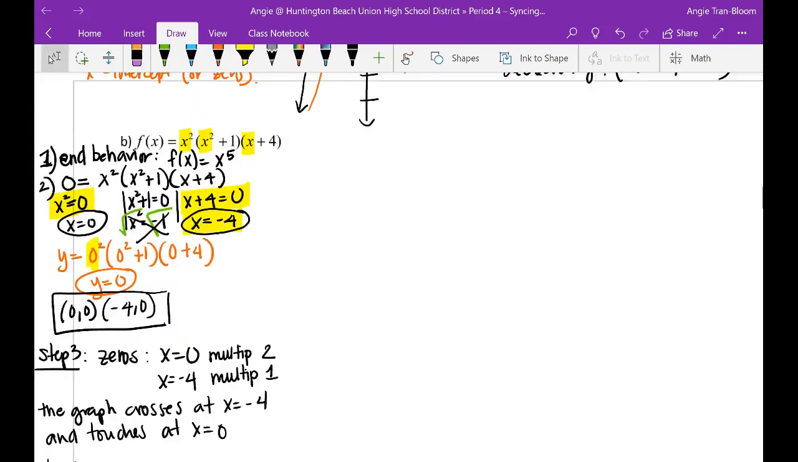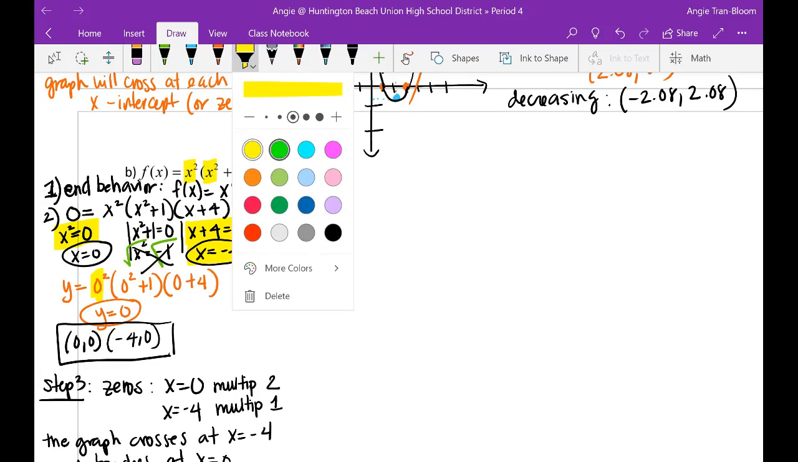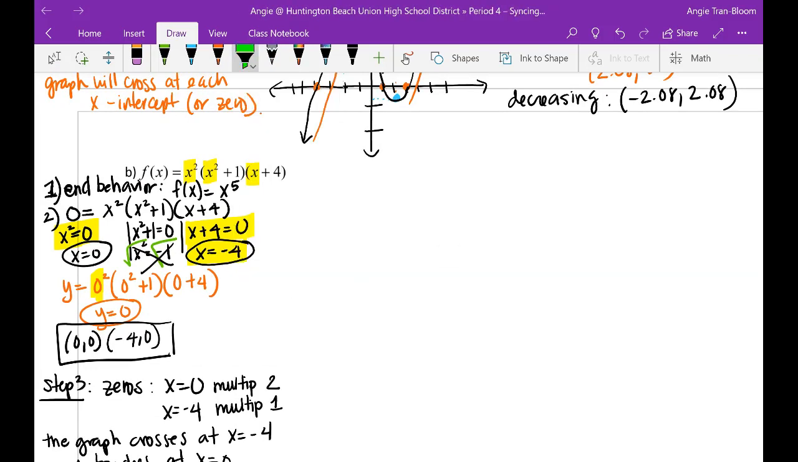Okay, where do I plug it in? I plug into the original, of course. So here is your original. Let me highlight it maybe in a different color. How about green? Okay, so here's your original. So I'm going to plug in -100.